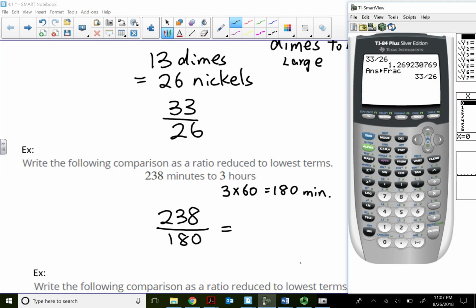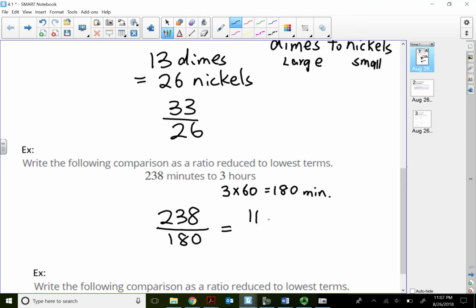If I use my calculator to reduce one more time, typing 238 divided by 180, I'm basically doing the division using a calculator. That gave me a decimal answer with a repeating 2. So let's convert to a fraction. Choose number 1, convert to fraction, enter. 119 over 90. So 119 to 90, that's my ratio.